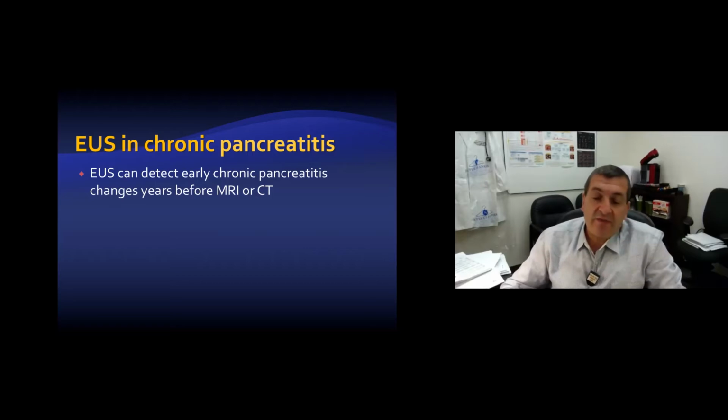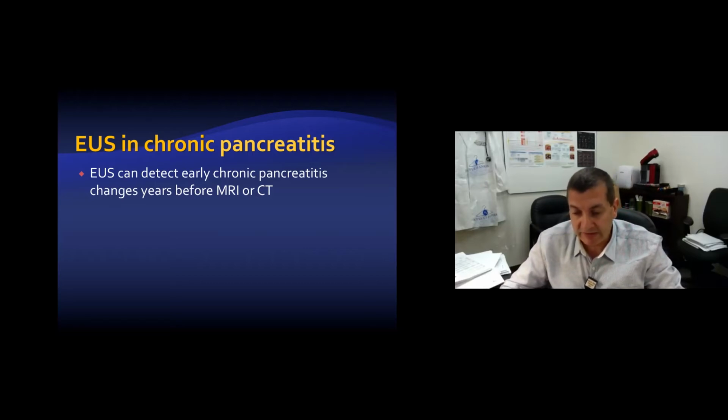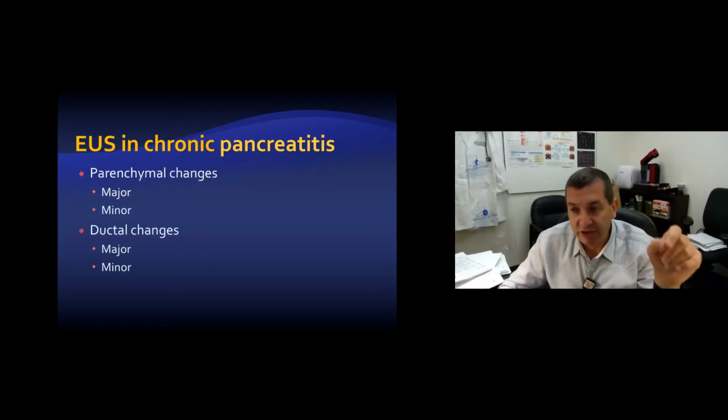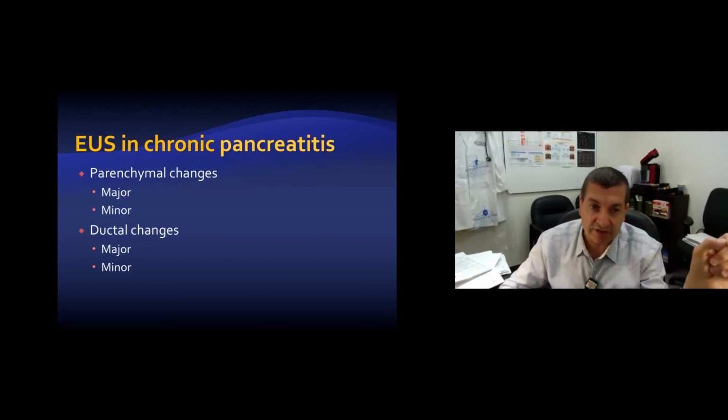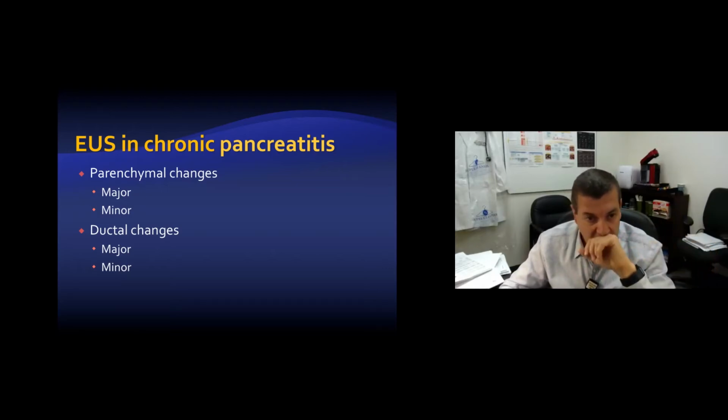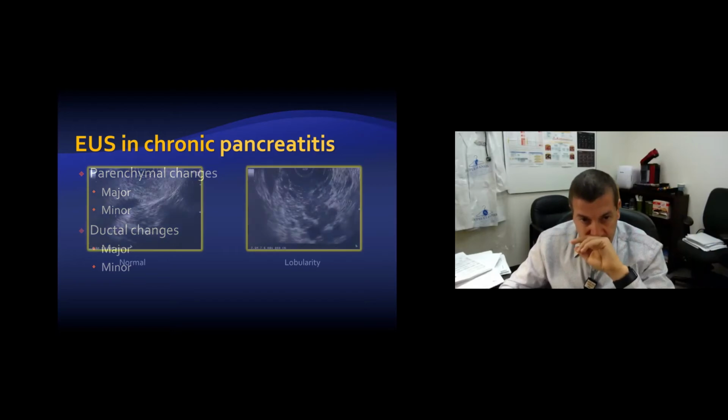So obviously, if you see on CT scan some calcification, which are, by the way, a better tool to detect calcification compared to MRI, also EUS is better than MRI to detect calcification. So if you see calcification in any modality, that's it, you're done. You have chronic pancreatitis. However, there are some changes that appear by EUS before CT or MRI changes appear. And there are multiple criteria we look at. There are parenchymal changes and there are ductal changes that we look at. And we divide them into major and minor.